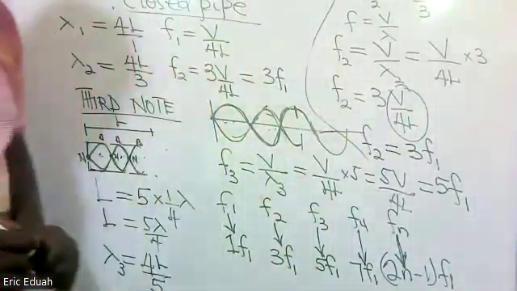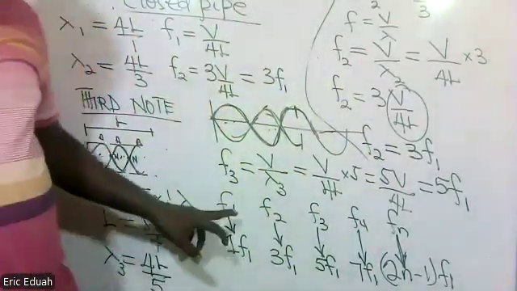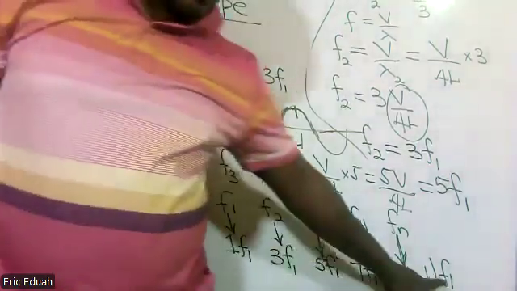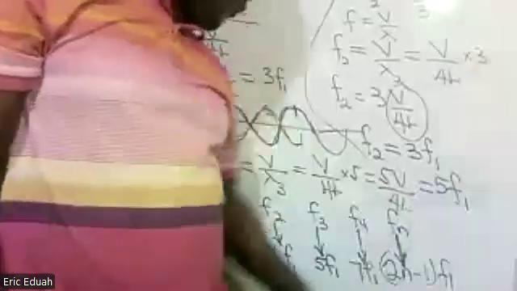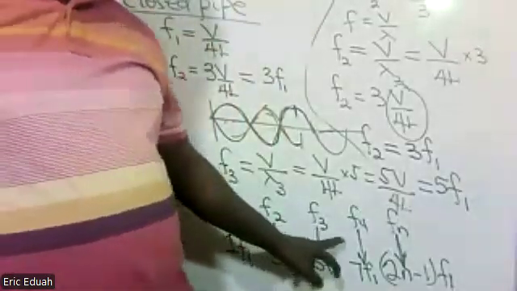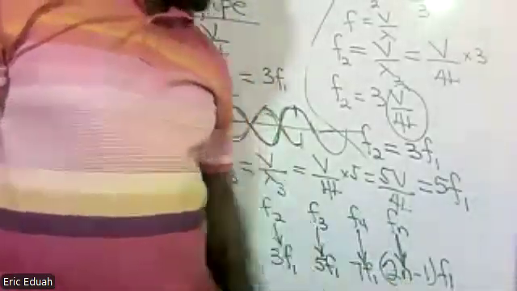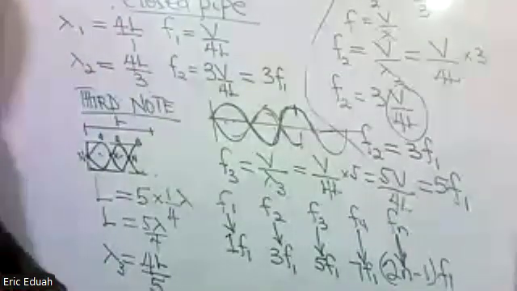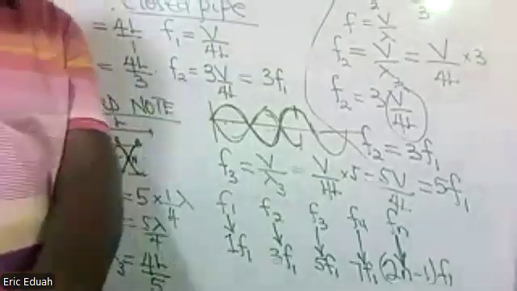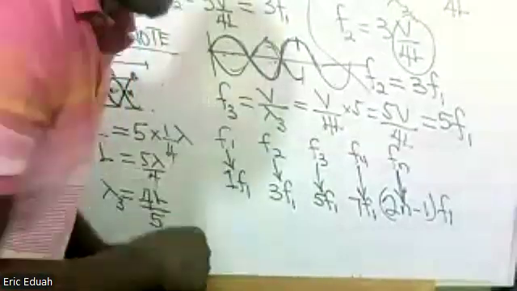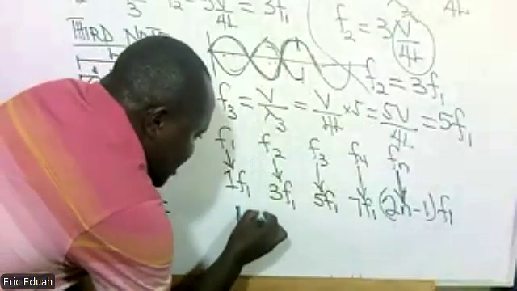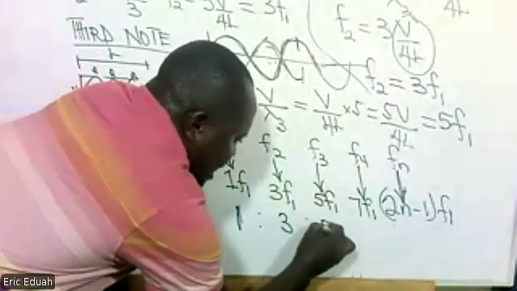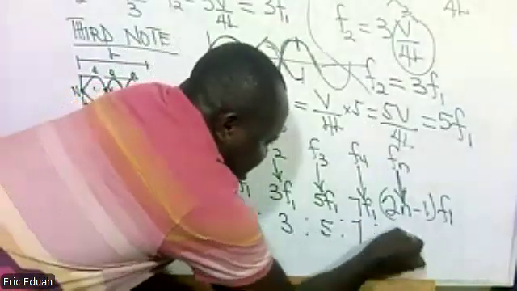Let's see if it will fit. So if n is 1, we'll get F1. If n is 2, we'll have 3 times F1. If n is 3, we'll have 5 times F1. So, you see, for this one, the harmonics are odd. So, the closed pipe has odd frequencies: 1, 3, 5, 7, 9.